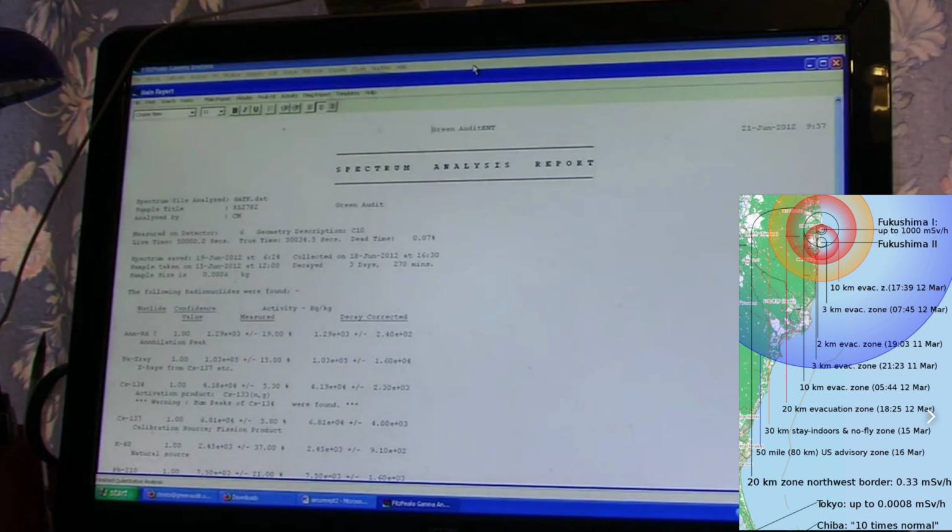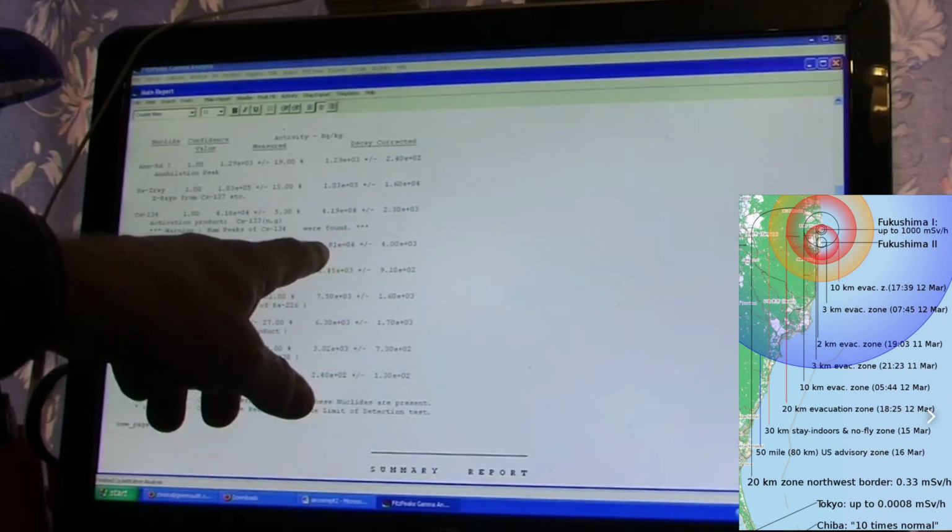It tells us what's in the sample, and we can see immediately that the sample contains cesium-134, and here we have 42,000 becquerels per kilogram, and cesium-137 we have 68,000 becquerels per kilogram. And also interestingly, you see here we have a lot of lead-210.